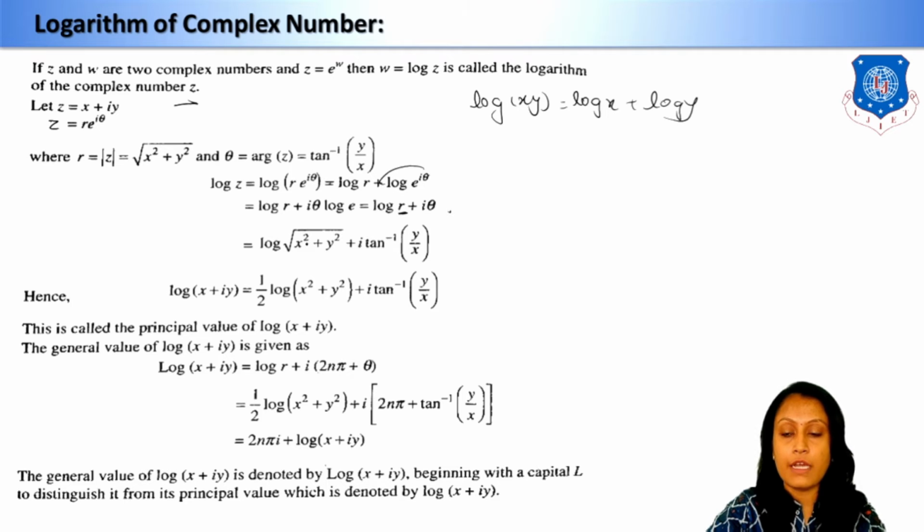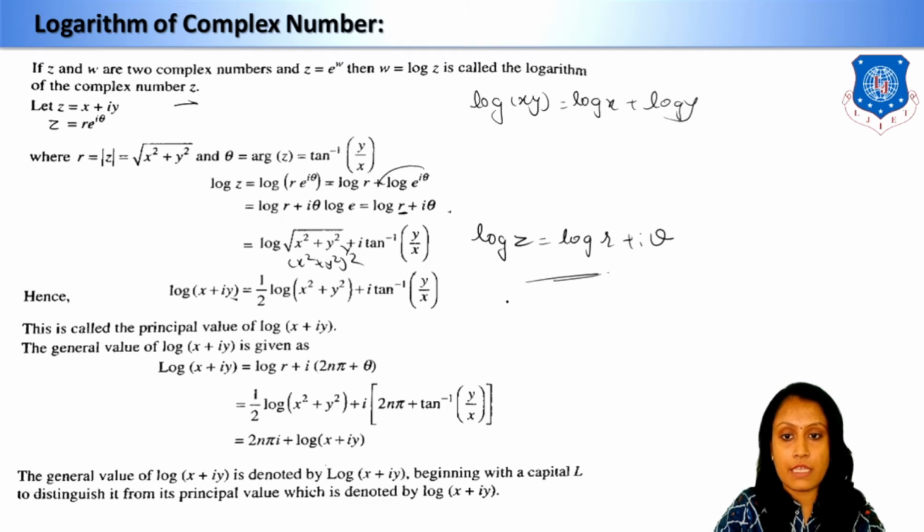Now we know the answer of r, that is under root x square plus y square. So log z is equal to log under root x square plus y square plus i, and theta is tan inverse y by x. Now this under root x square plus y square, we can write it like this: x square plus y square to the power 1 by 2. 1 by 2 we can bring over here, and in place of z we can write x plus iy. Therefore log of x plus iy is 1 by 2 log x square plus y square plus i tan inverse y by x.